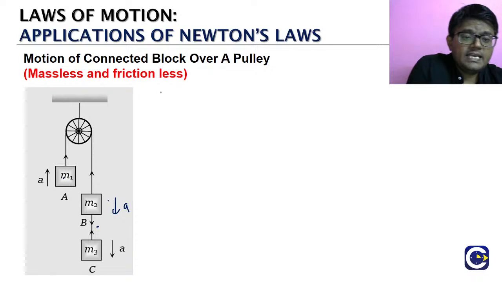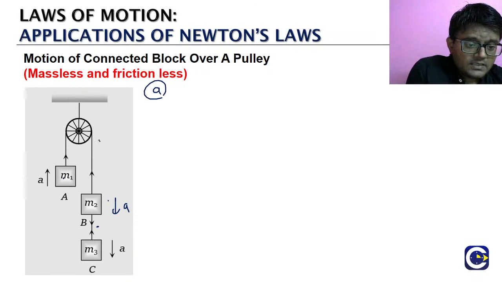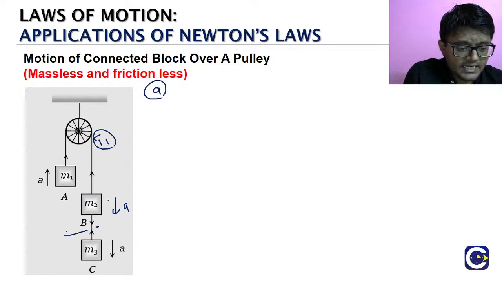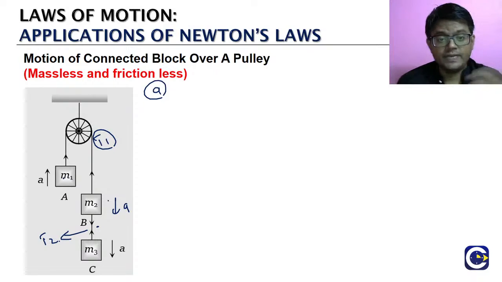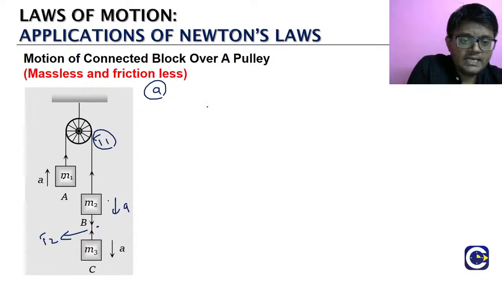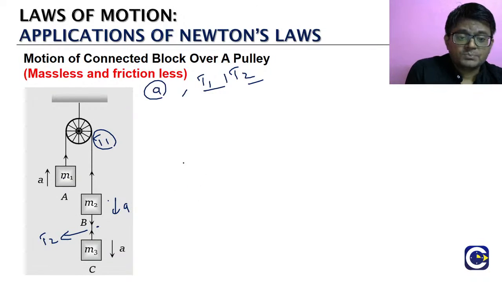So they can ask us to find the acceleration, or the tension in the rope, let us say T1, and here the tension, let us say T2. They can ask us to find T1 or they can ask us to find T2. Okay? So either they can ask us to find the value of a, or T1, or T2. How do we solve this? Same way.